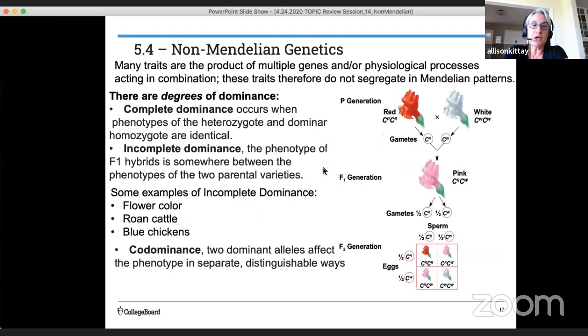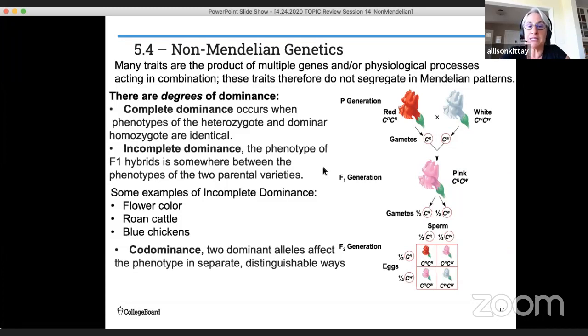Okay, so let's talk about the degrees of dominance that we're going to see in this example. So first of all, complete dominance is the Mendelian inheritance pattern, and it occurs when the phenotypes of the heterozygote and dominant homozygote are identical. So if this was a cross between a red and a white flower, and we would see a heterozygous genotype, it would still be a red phenotype.